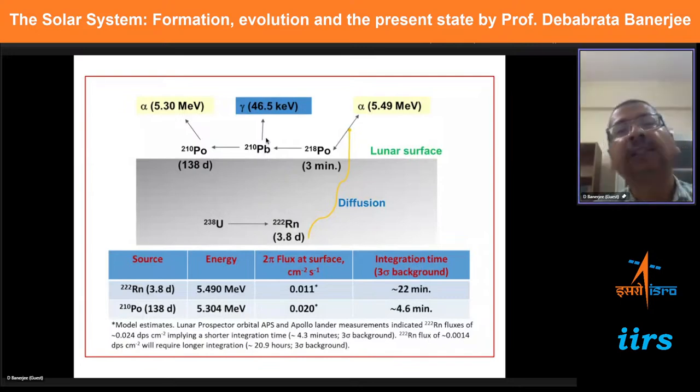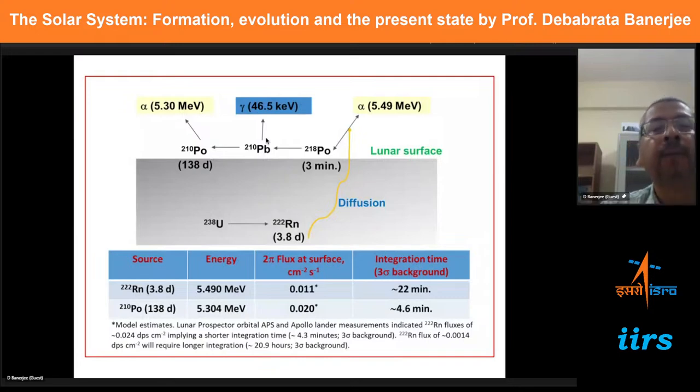So if we see an excess intensity of these lines in the polar regions compared to the equatorial regions, one can certify the volatile transport which is occurring on the Moon.